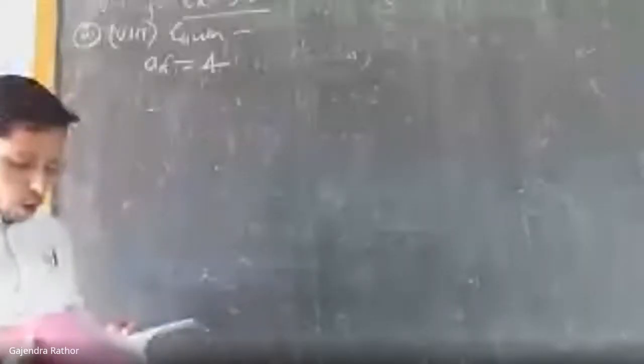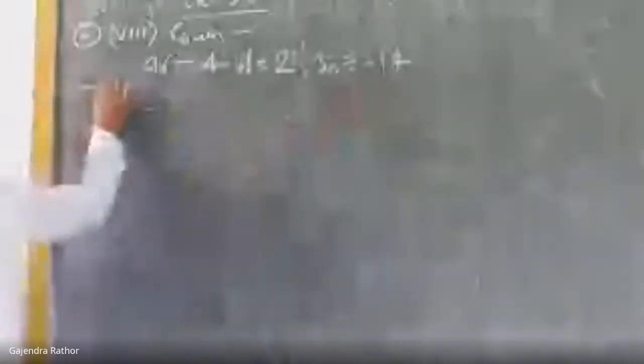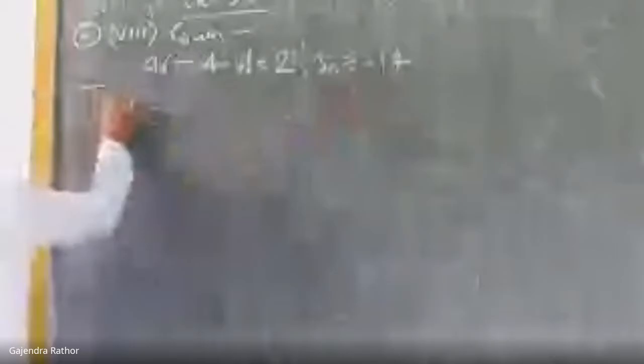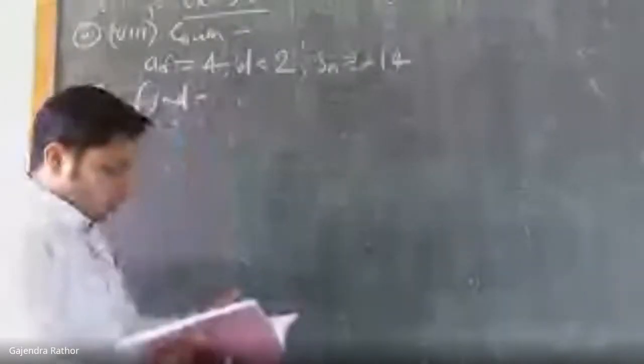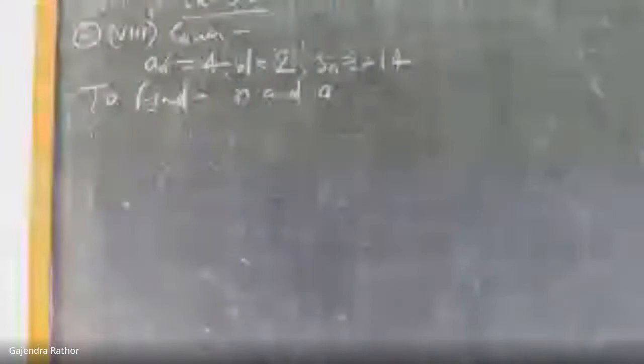In this point, given an is equal to 4, common difference d is equal to 2, and Sn is equal to minus 40. We need to find the value of n and the first term. So n and a, these two values we have to find.